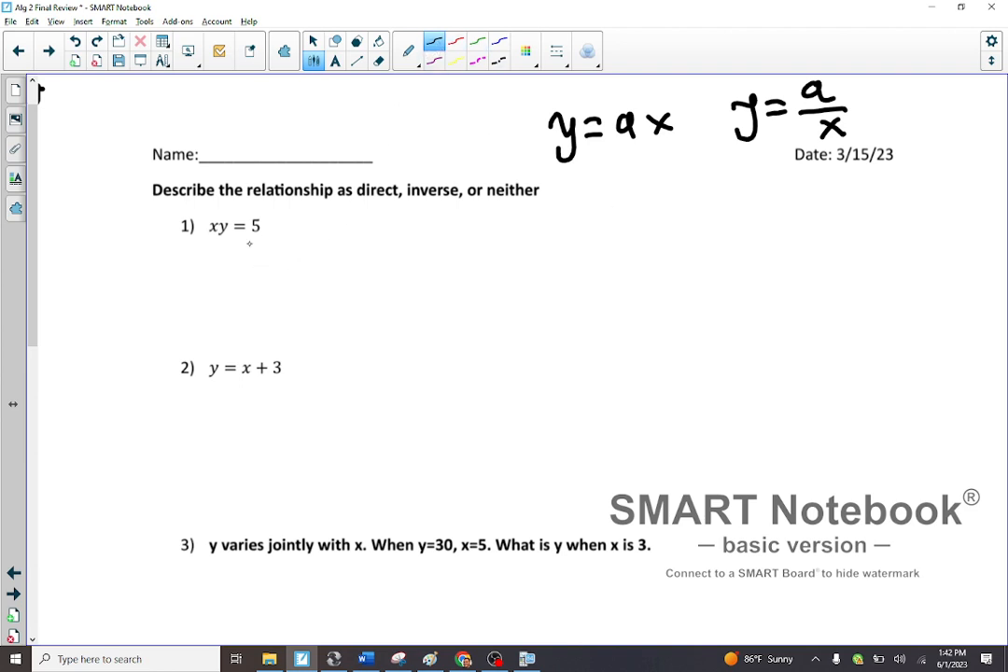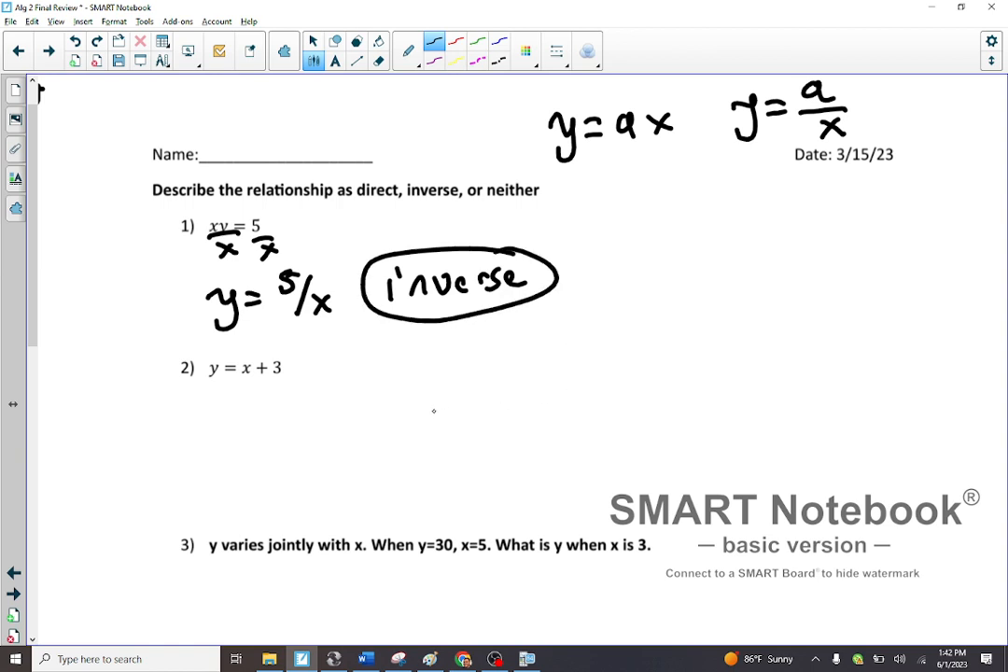So in this one, what's the relationship here? I'm going to have to get y by itself, so divide by x on both sides. Y equals 5 divided by x, so this is an inverse one. This one has a plus 3. Because it's a plus 3, this is neither. In multiple choice, I probably would say direct, inverse, neither, or both. Keep in mind, both is impossible.